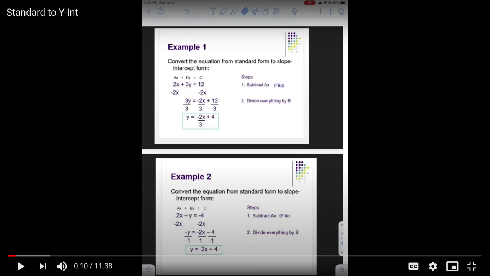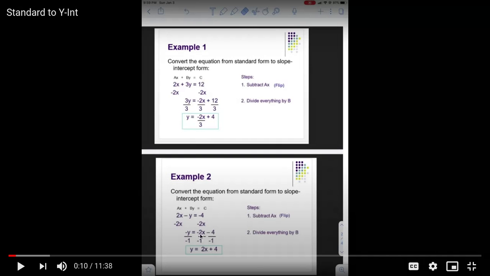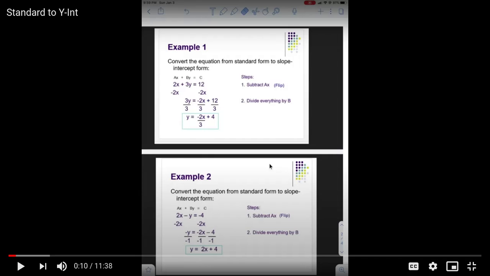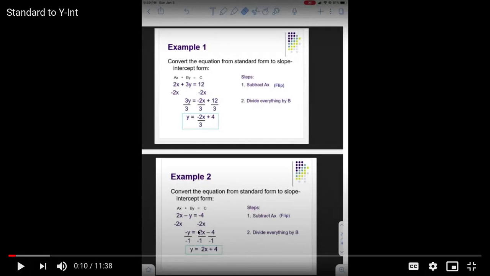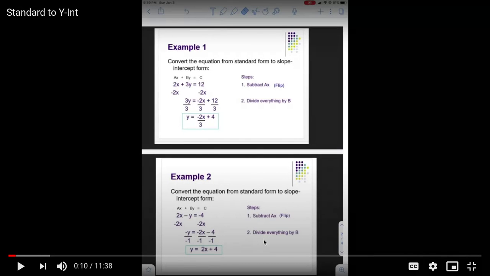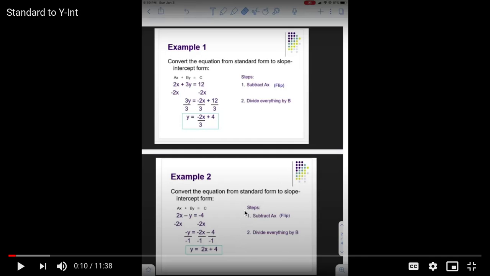So now I have to divide everything by my y coefficient, and since I have that negative sign, we're going to divide by negative 1. So I'm going to divide everything in this expression by negative 1. Here I do negative y divided by negative 1, which gives me y. Negative 2x divided by negative 1, which gives me negative 2x. And negative 4 divided by negative 1, which gives me a positive 4. So I get y is equal to 2x plus 4.